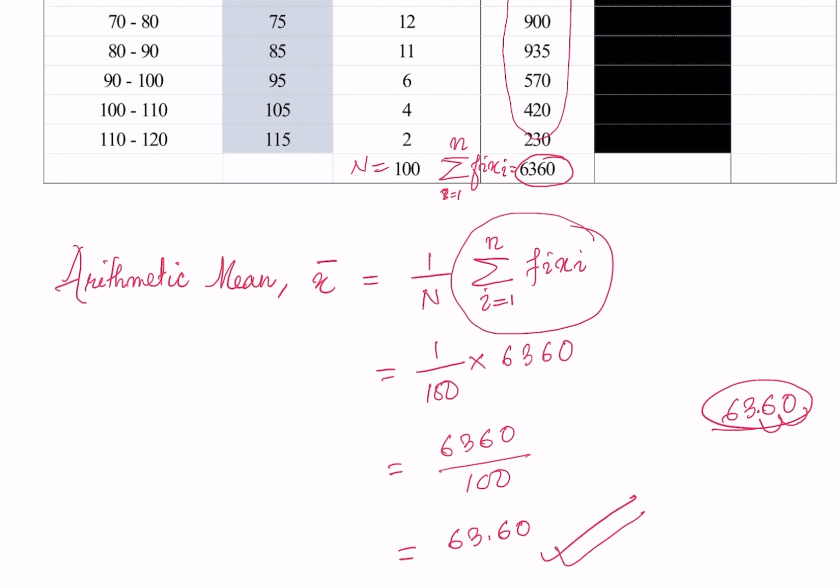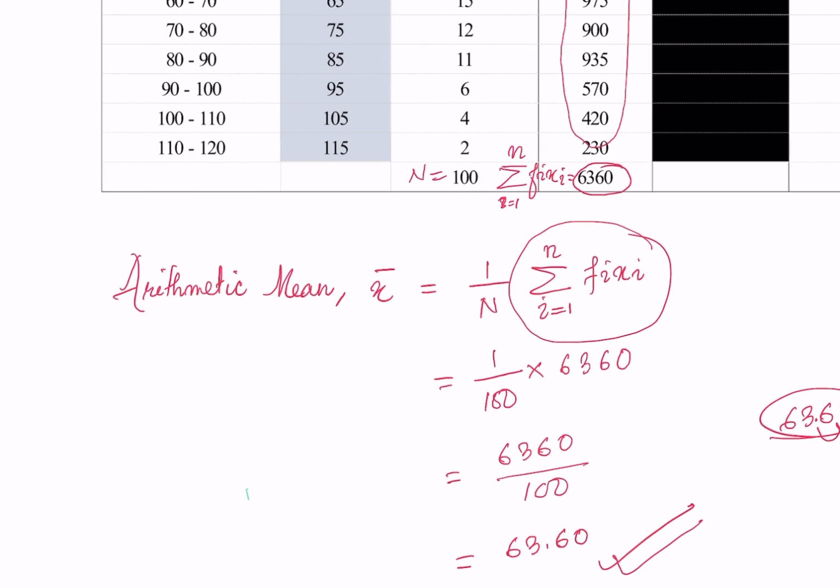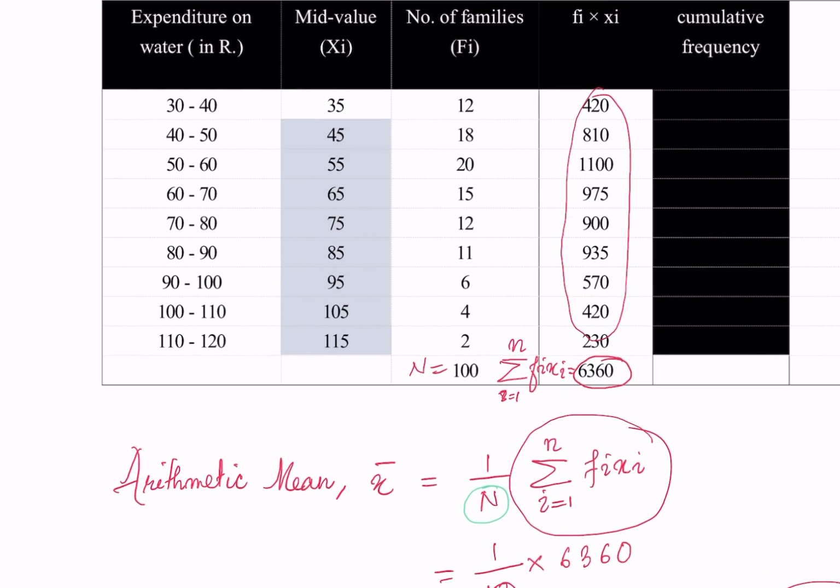That's all for the arithmetic mean. You just need to know the formula. What is n? n is the sum of frequencies. Once you know the frequencies, you then have to find out xi, that is, the mid values.